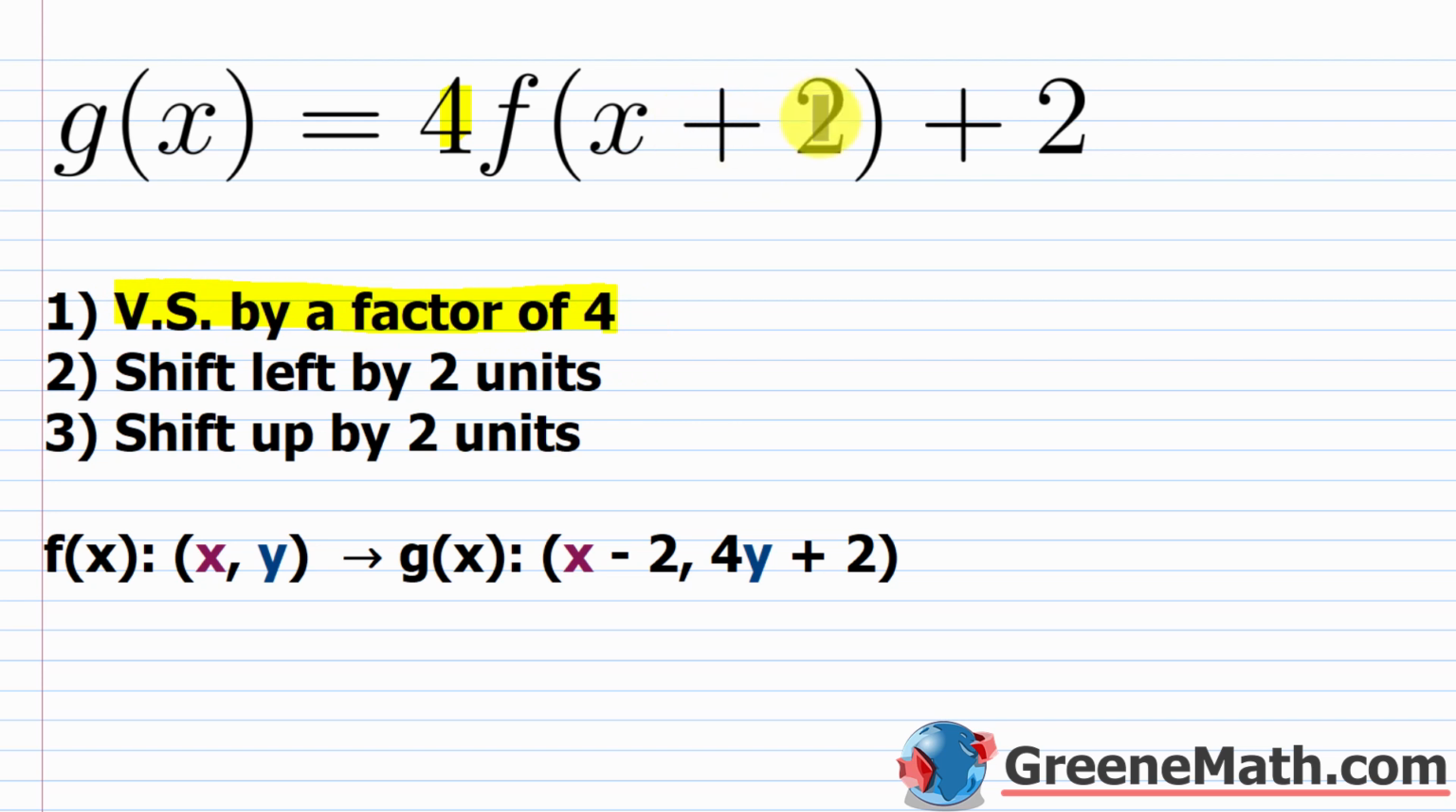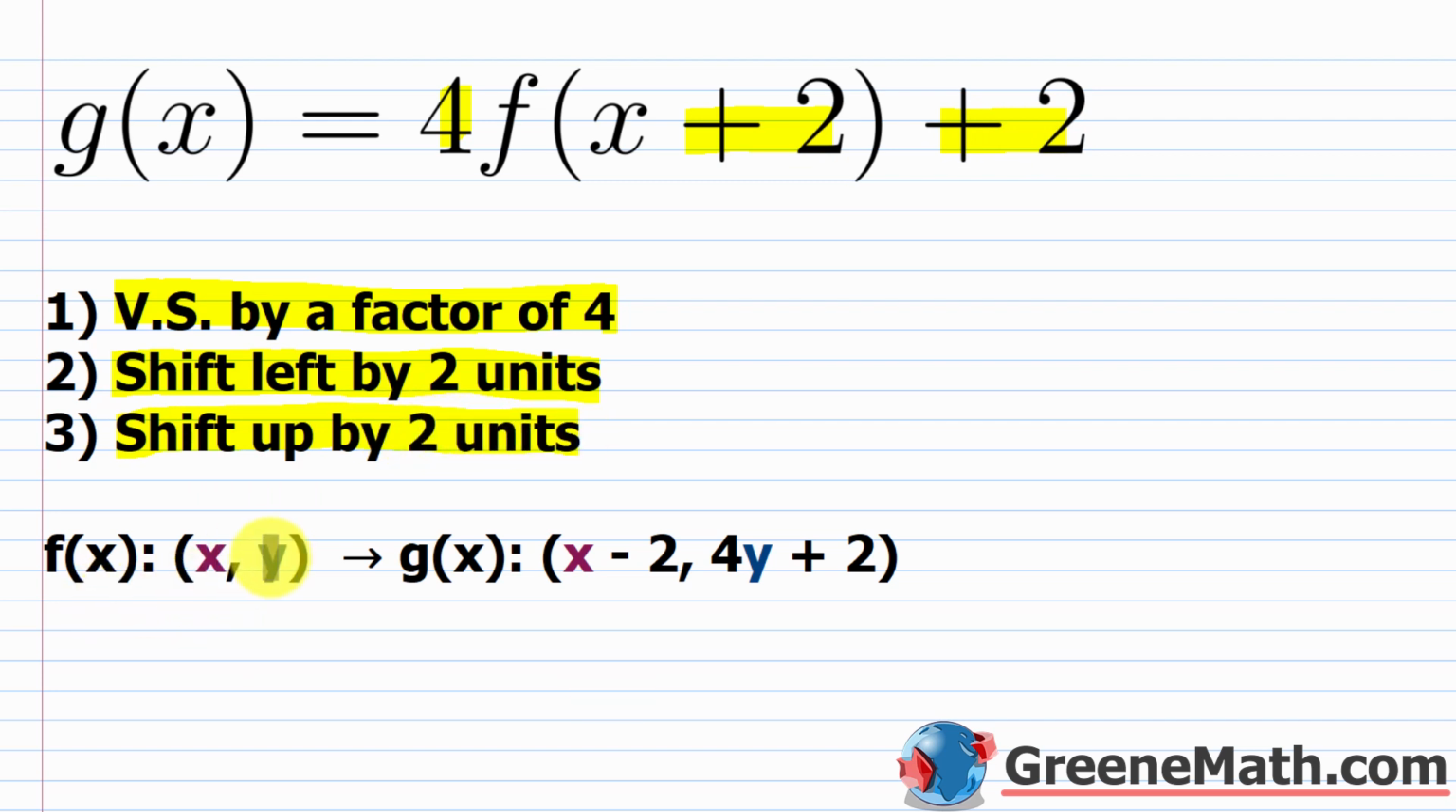This plus 2 on the inside, again, for horizontal transformations, you have to undo what's being done to x. So it's x plus 2. So to undo that, I need to subtract away 2. So this part right here means I need to shift left by 2 units, not right, left by 2 units, because you have to undo things on the inside. Then this plus 2 right here, that's going to mean me shifting up by 2 units.